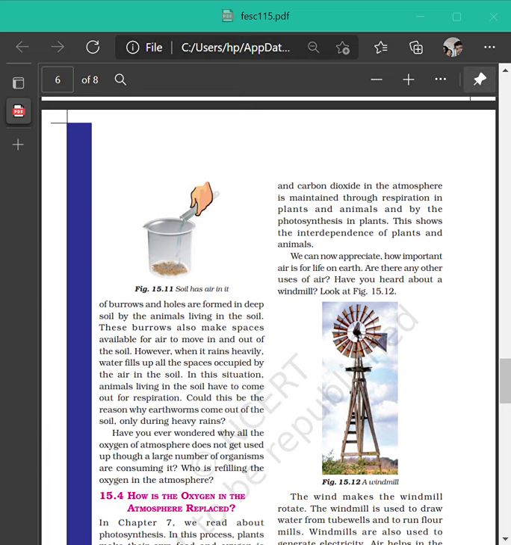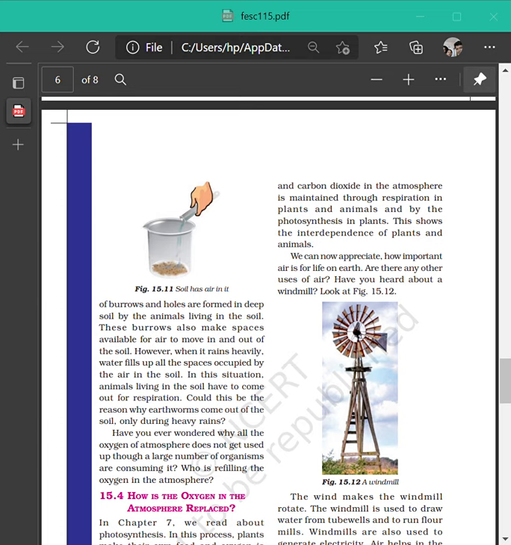However, when it rains heavily, water fills up all the spaces occupied by the air in the soil. In this situation, animals living in the soil have to come out for respiration. Could this be the reason why earthworms come out of the soil only during heavy rains? So this is a very important question. Underline it. This question may come.